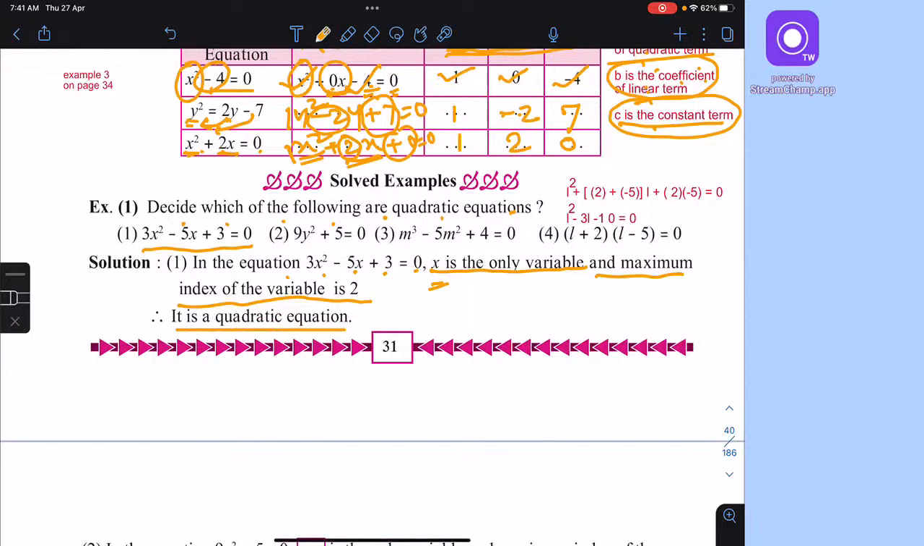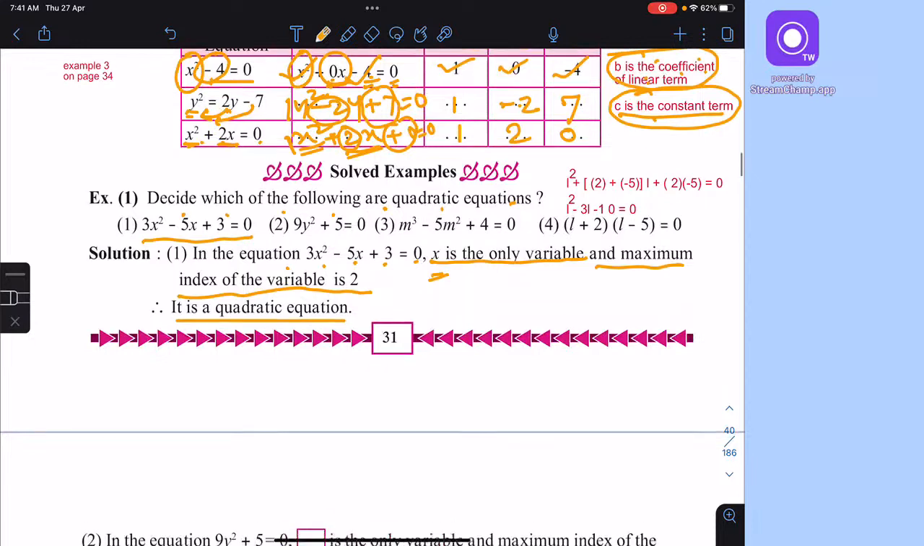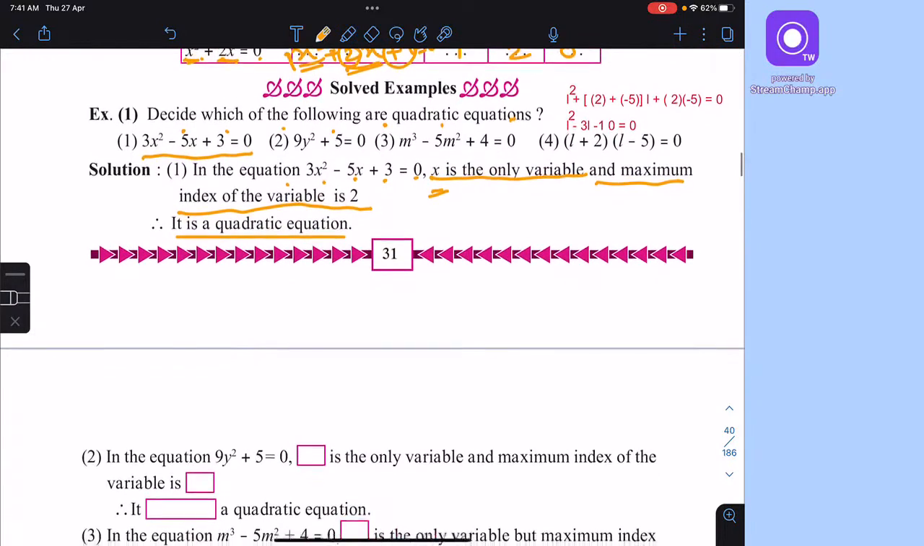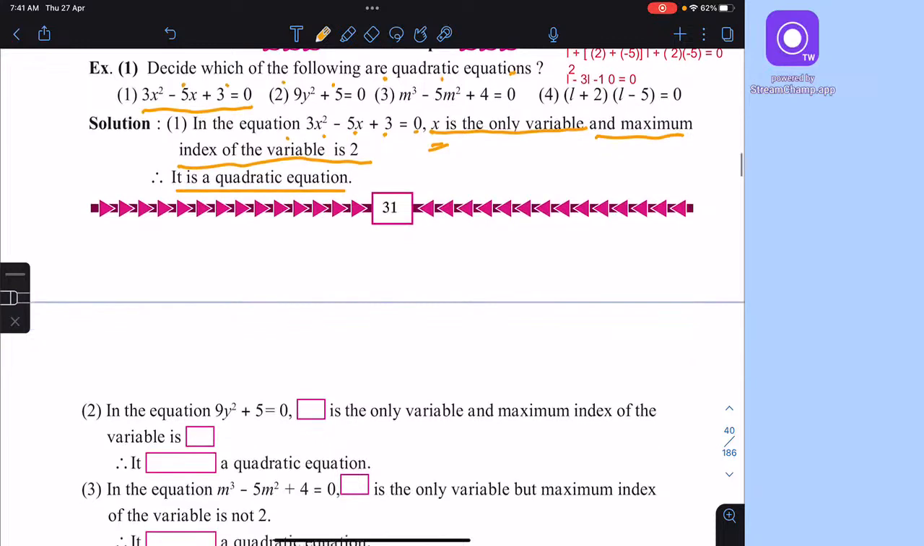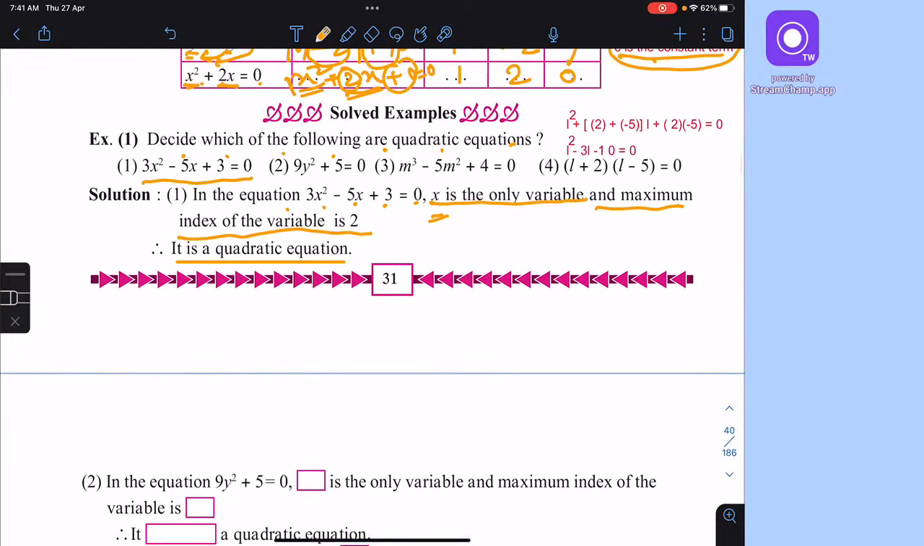In examination, when they are asking, pick up the quadratic equations from the following. In MCQ, they are asking. So you have to identify these conditions and you have to pick up. Sometimes they will say pick up, of the following, which is not a quadratic equation. So out of 4, 1 may be a non-quadratic equation, other 3 may be like that. So if you understand what is meant by a quadratic equation, you can easily do that.